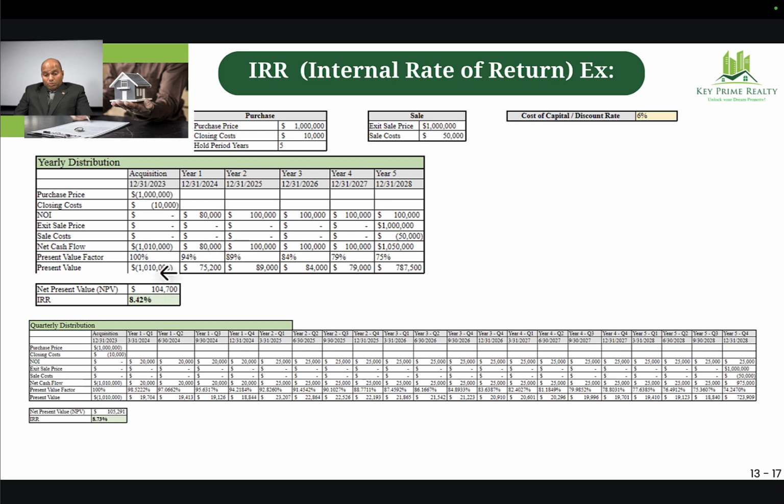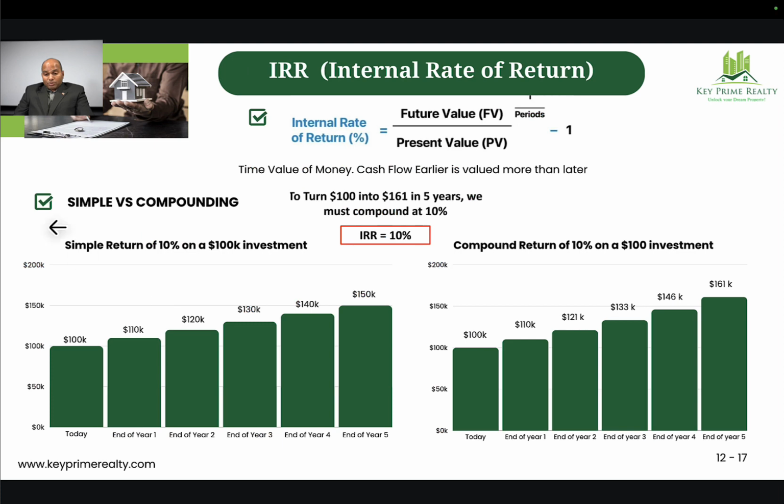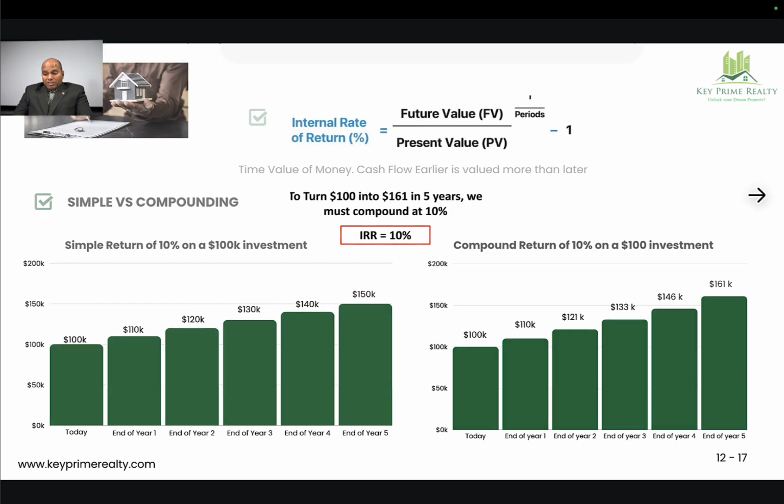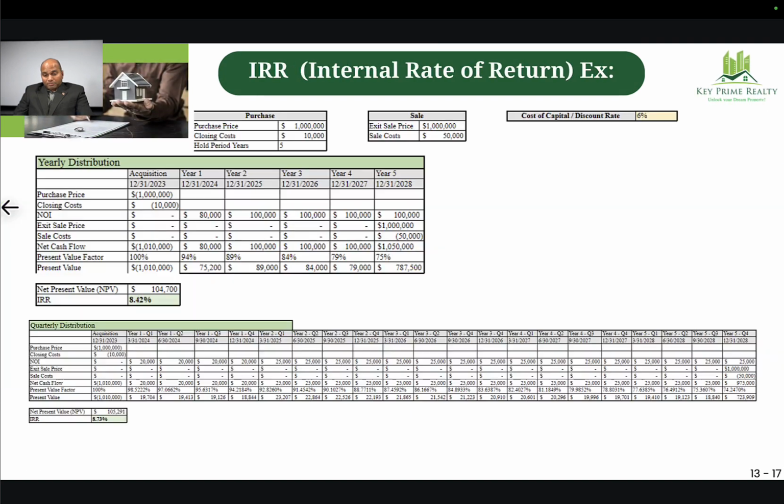Although you made more than this, the NPV is what tells you, at the current value of this money that you are making, how much it is worth. So that is how you come up with the NPV. IRR is the rate based on your discount rate at which the NPV becomes 0. That's the formula.